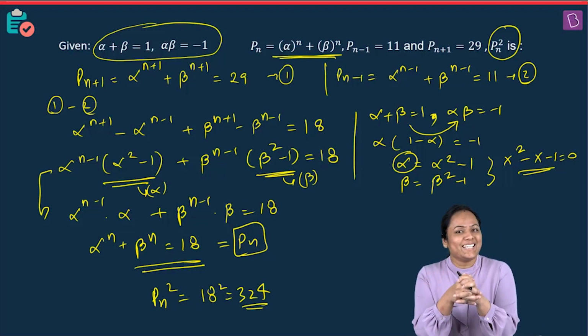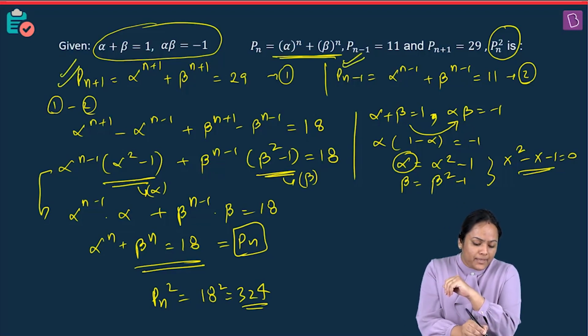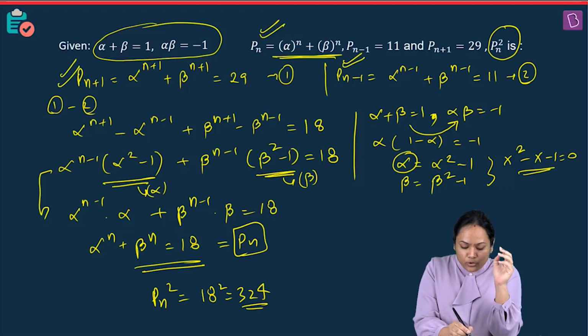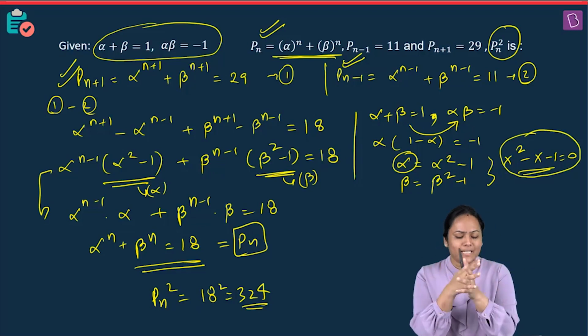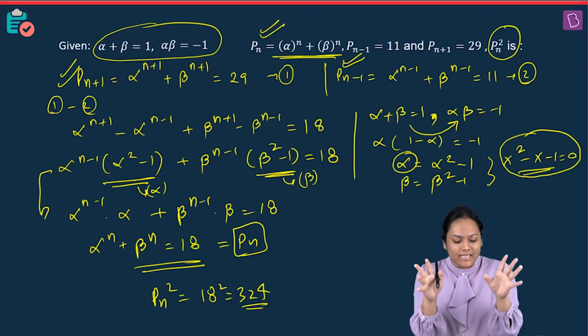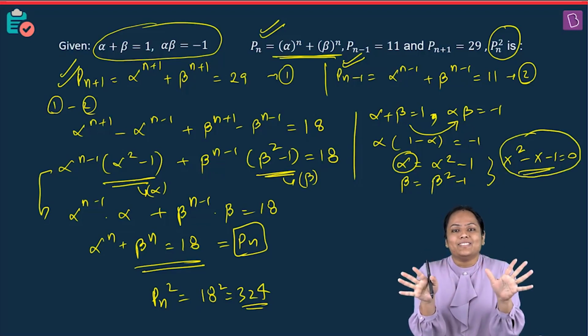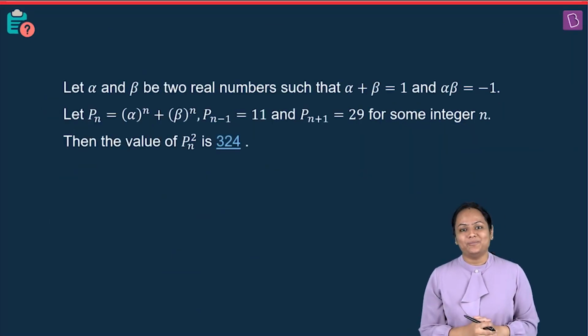Question was interesting, isn't it? We have to manipulate some terms. We have to actually find a relation between Pn plus 1, Pn minus 1 and Pn. And also a relation between alpha and beta, or let's say a quadratic whose roots will be alpha and beta. Right? So I would say the question was a bit interesting. Definitely not on the easier side. You have to work out some terms to get the value of Pn. Understood? So the answer for the question is 324.